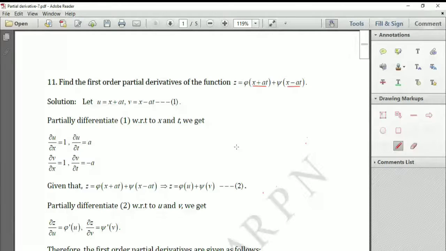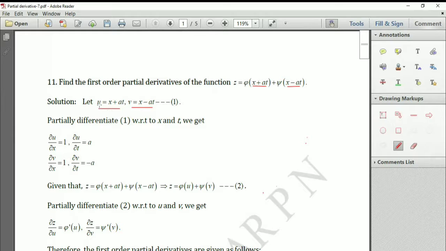Now let us do one thing. Let us call this variable x plus at as u and x minus at as v. Then this z becomes phi of u plus psi of v.